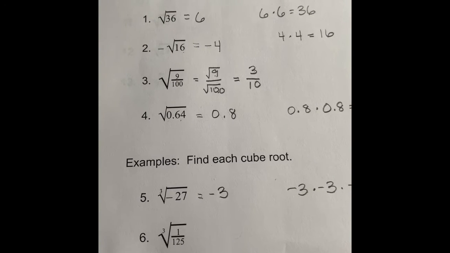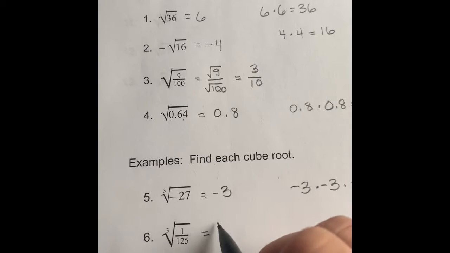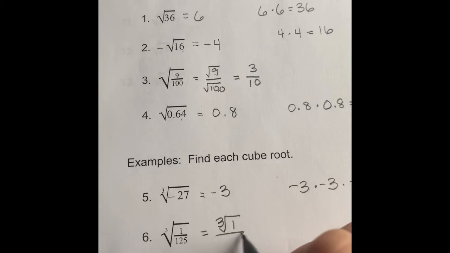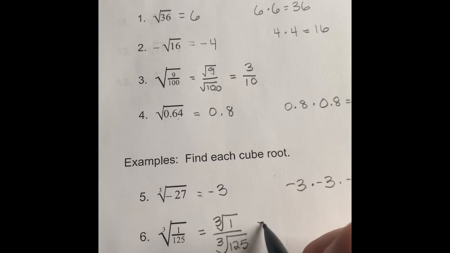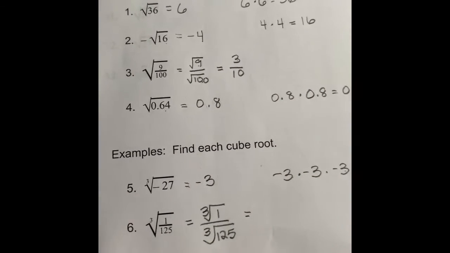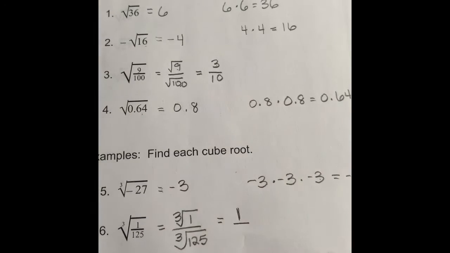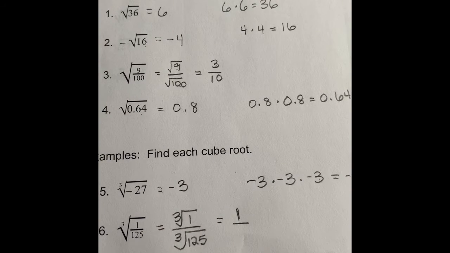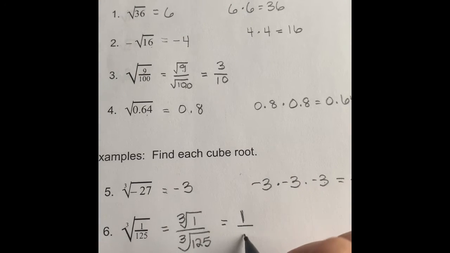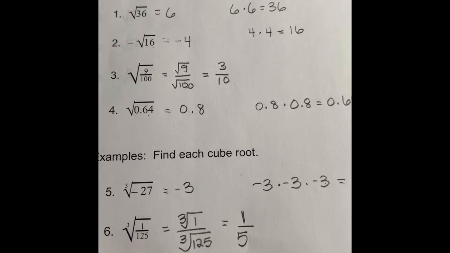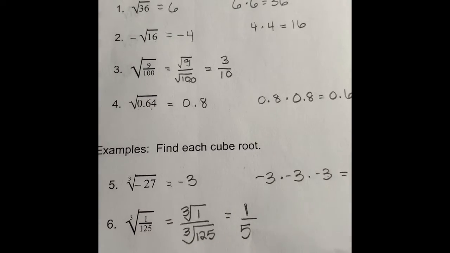Same thing here, we saw a fraction on number 3. We're going to see it again here on 6. So we can split this up into the cube root of 1 divided by the cube root of 125. The cube root of 1, what number can we multiply to itself 3 times to get 1? Well, that's just 1 because 1 times 1 times 1 is 1. And what number can we multiply to itself to get 125? Well, that's 5 because 5 times 5 times 5 is 125.